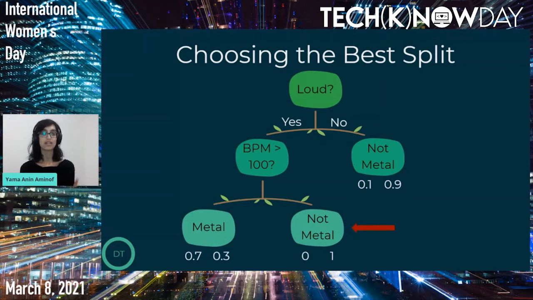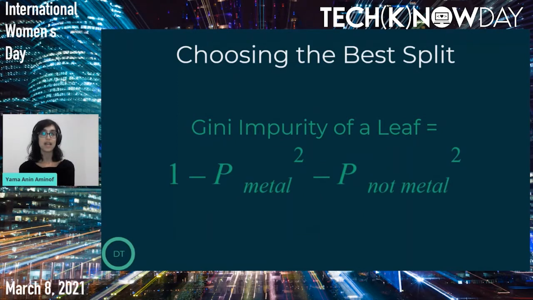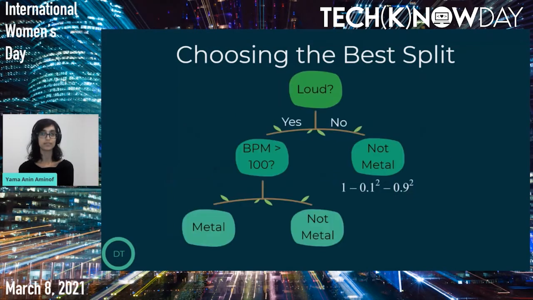A common one is called Gini. In classification problems, the Gini impurity of a leaf is calculated using the probabilities of a sample that reach that leaf to be in each class. In our case, the Gini impurity of a leaf is 1 minus the probability of being a metal song squared minus the probability of not being a metal song squared.